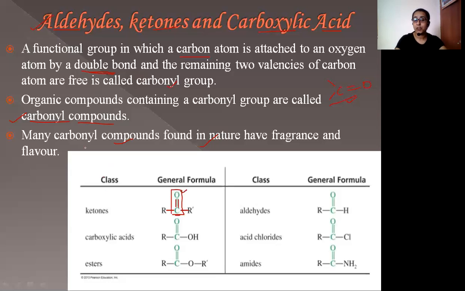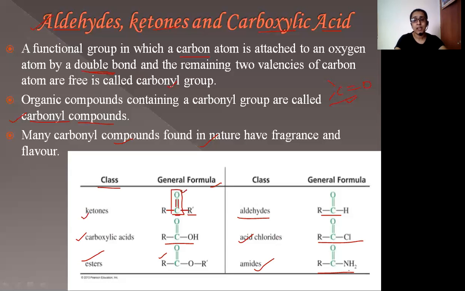Now there are a number of carbonyl compounds, so we can see here a class and a general formula given for each compound. The first one is ketone. So RCOR dash, this is your ketone. Then aldehyde, RCHO. Then carboxylic acid, RCOOH. And now acid chloride, which is also considered a derivative of carboxylic acid, RCOCl. Then here it is ester, RCOOR dash. Then you have amides, RCONH2.